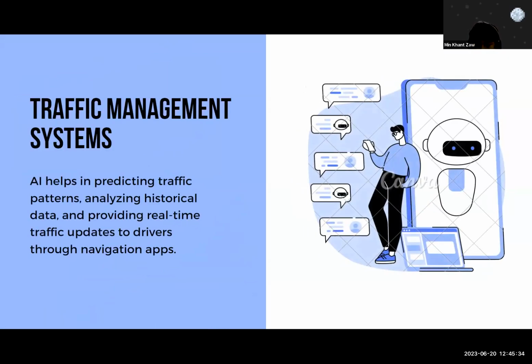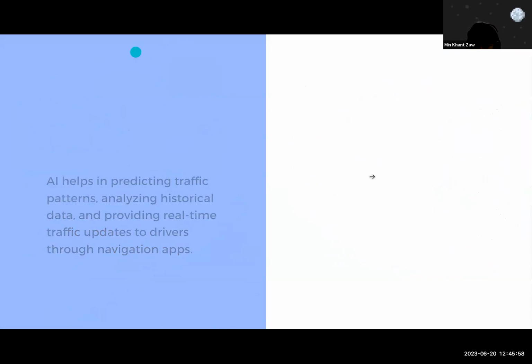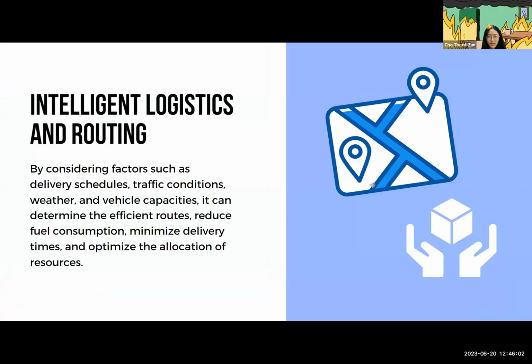AI also helps optimize traffic flow and reduce congestion. Intelligent transportation systems, ITS, use algorithms to analyze real-time traffic data, including vehicle speed, volume, and density, and dynamically adjust the traffic signal times to optimize traffic flow. AI algorithms are also used to optimize logistics and routing in transportation. By considering factors such as delivery schedules, traffic conditions, weather, and vehicle capacities, AI systems can determine the most efficient route and reduce fuel consumption. It can also minimize delivery times and optimize the allocation of resources.